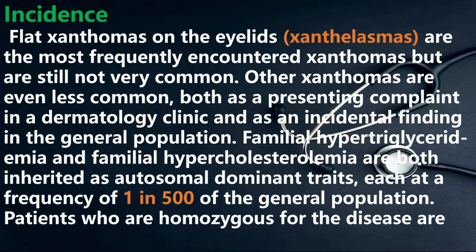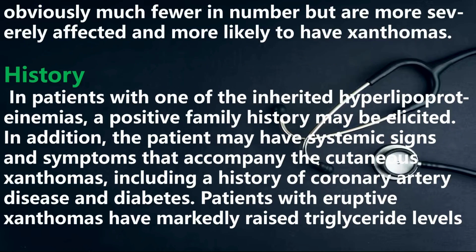Familial hypertriglyceridemia and familial hypercholesterolemia are both inherited as autosomal dominant traits, each at a frequency of 1 in 500 of the general population. Patients who are homozygous for the disease are obviously much fewer in number, but are more severely affected and more likely to have xanthomas.